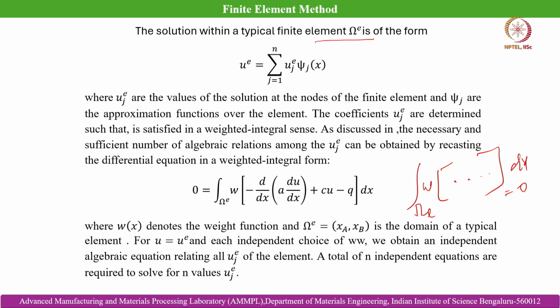So, similar to what we have discussed in the case of the finite volume technique, in the case of finite element also we will get a finite element equation for each of the nodes of the element under consideration, and thereby for the entire domain, and we will get finite element equations to solve for the values of the primary and secondary variable at each of the node points of the element. So, a total of n independent equations are required to solve for n values of the primary variable u_j^e.